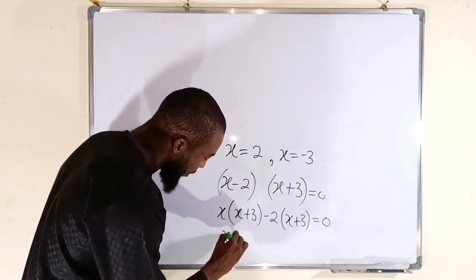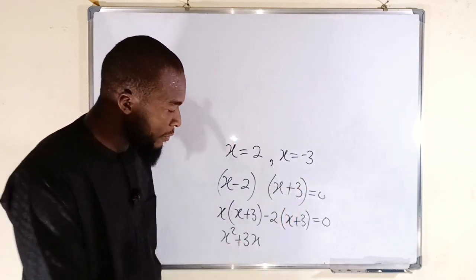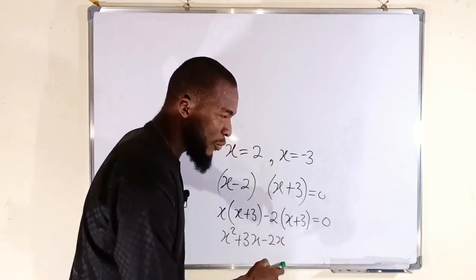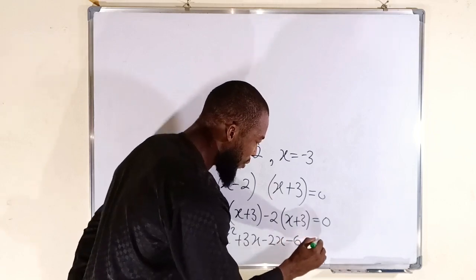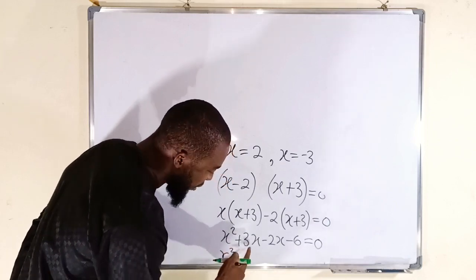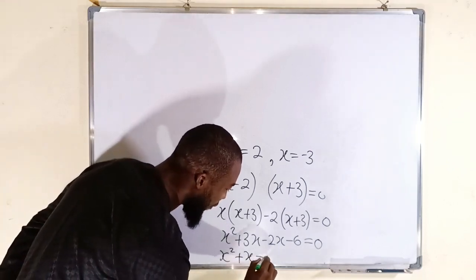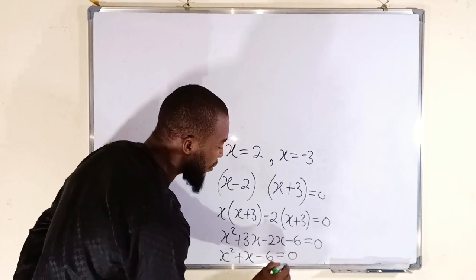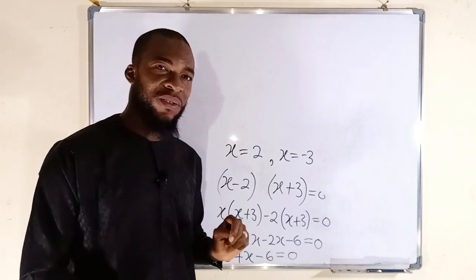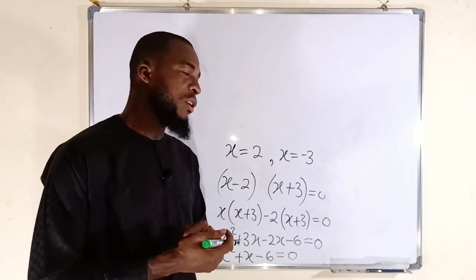x times x is x squared. x times positive 3 is 3x. Then you go to the other one. -2 times x is -2x. Then -2 times positive 3 is -6. This is equal to 0. Finally, you collect the like terms. We have x squared here. 3x minus 2x will give us a single x, plus x. We have -6, which is the constant. The whole of this equal to 0. Now we have formed that quadratic equation, x squared plus x minus 6, which if you solve it, you're going to obtain x equal to 2 and x equal to -3.